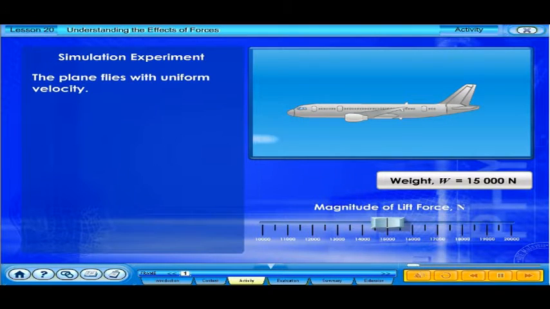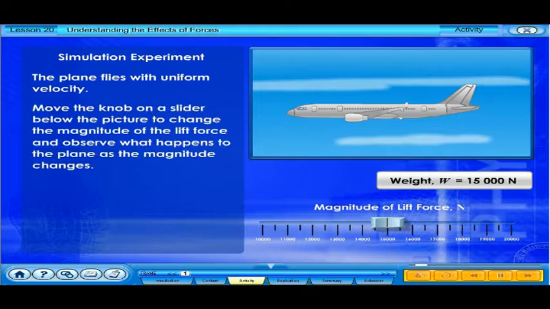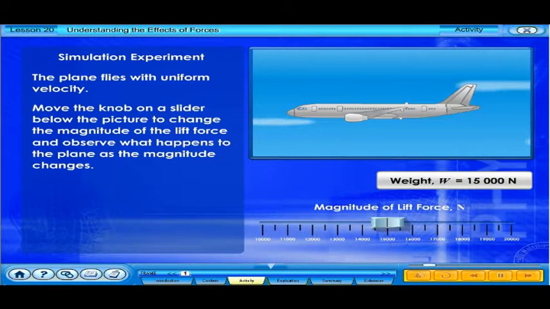The plane flies with uniform velocity. Move the knob on a slider below the picture to change the magnitude of the lift force and observe what happens to the plane as the magnitude changes.